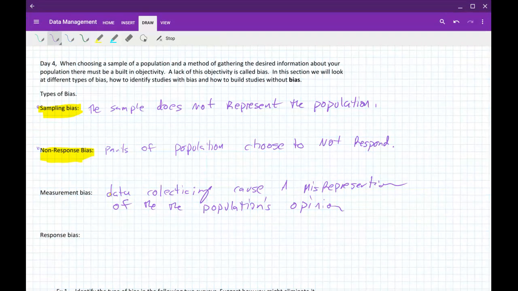Another measurement bias would be something like loaded questions. So to put some sort of very emotional statement in the question in order to skew someone's feelings so that they respond in a particular way immediately.